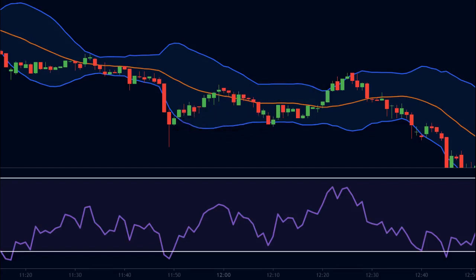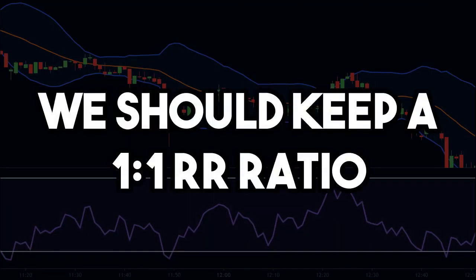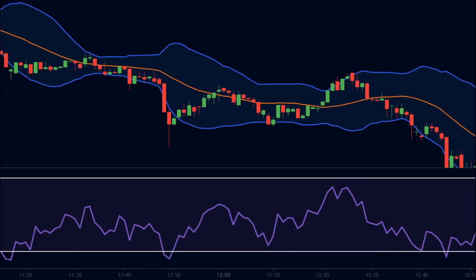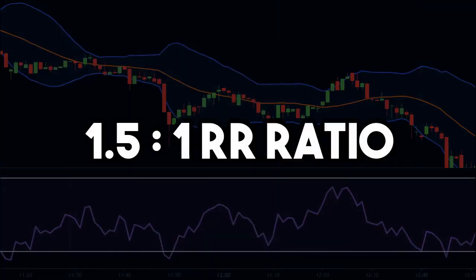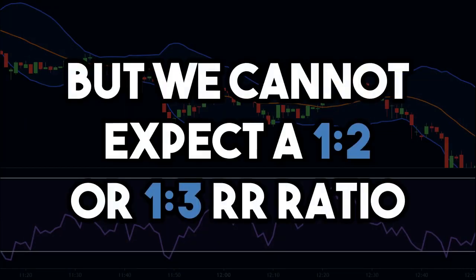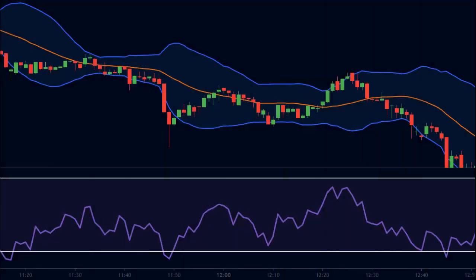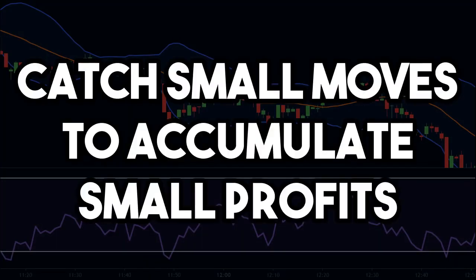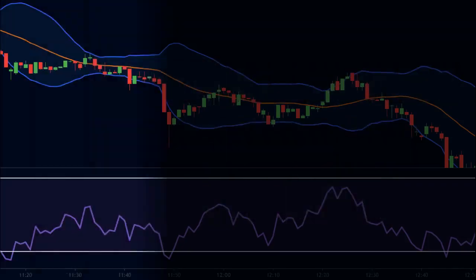The risk to reward ratios in scalping are very less. We can keep a minimum of 1:1 RR ratio. At max we may sometimes find good trades that can give us a 1.5:1 risk-reward ratio. But we cannot expect 1:2 or 1:3 RR ratio. That is unachievable in scalping. The whole point behind scalping is to catch small moves in the market to accumulate small profits.